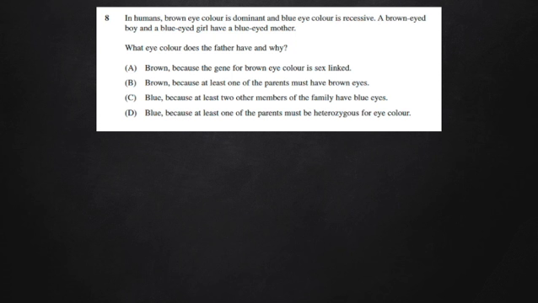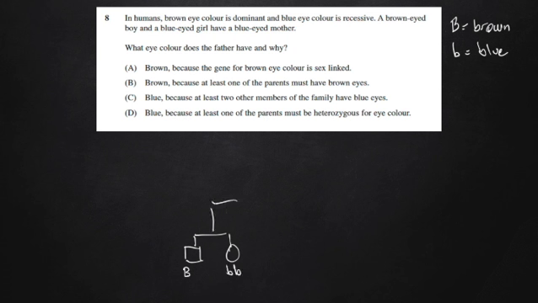So let's draw this out. Let's make capital B brown and lowercase b blue. All right, so let's start with that. Now, what's it telling us we have? We have a brown-eyed boy. So we have a boy down here who's capital B. And what else do we have? A blue-eyed girl. So she's got the recessive, she would have lowercase b.